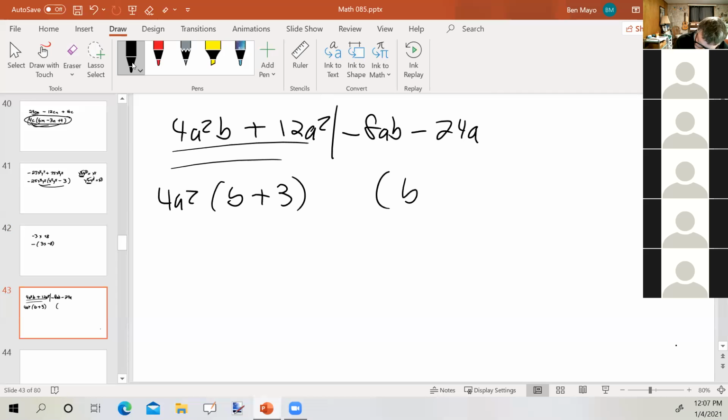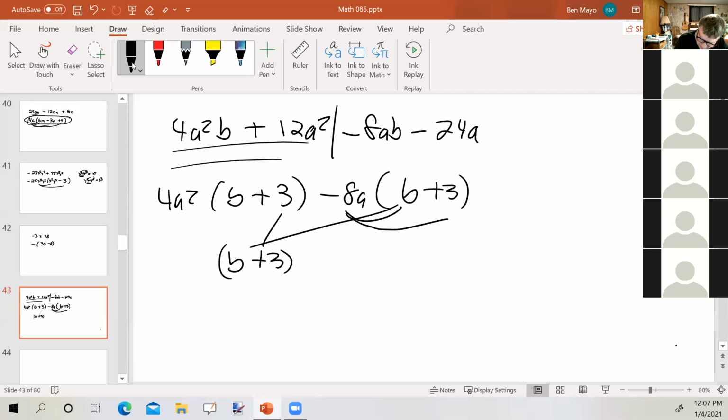So then I'd need b plus 3 over here. Can I make that work? Negative 8a, that would give me negative 8ab. Yep, it works. So then I'm going to take out b plus 3 from there and have 4a squared minus 8a. Oh, but you know what? This isn't correct. There's something I missed at the very beginning that I could have taken out. And why do I see that?